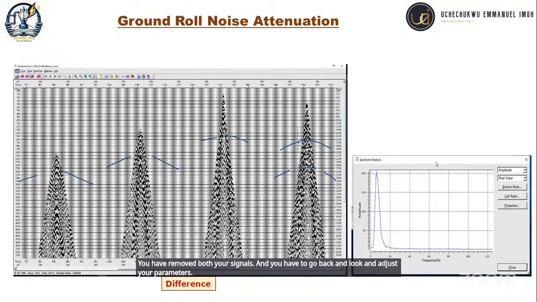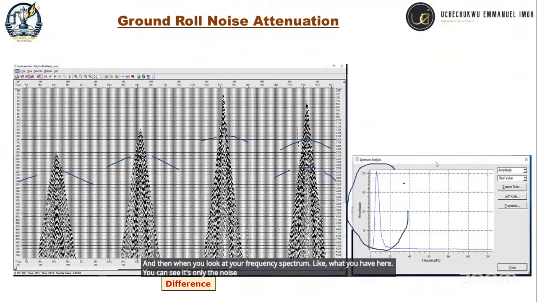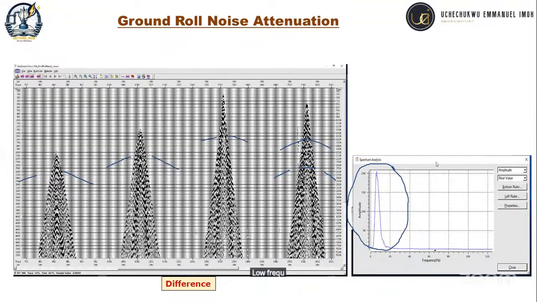And then when you look at your frequency spectrum, like what you have here, you can see only the noise, which is the ground roll noise, which is high amplitude, low frequency, that is out. Other frequencies are now almost zeroed out. So you didn't remove other frequencies. It's only the ground roll noise that you removed. So that's it for ground roll noise.